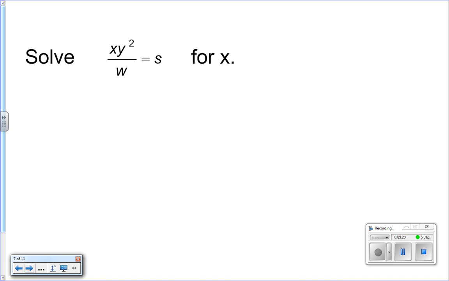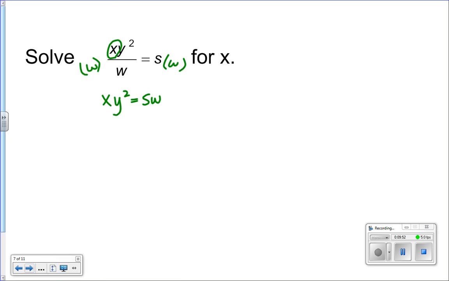All right, so this is a little bit more complex. We're just getting a little bit more difficult each time we go. So it says solve for x. Here's my x. I need to start undoing all these operations. It's being multiplied by y squared and divided by w. So let's multiply by w. Always opposites. So xy squared equals sw.